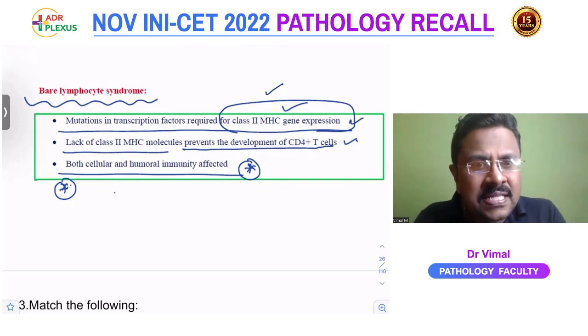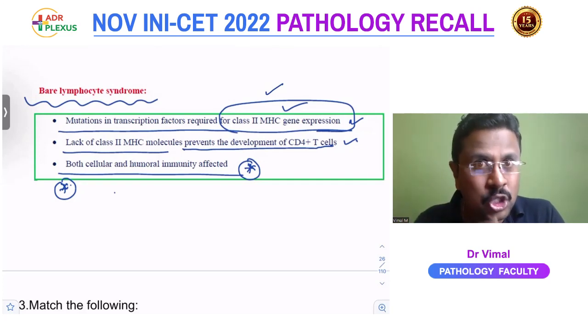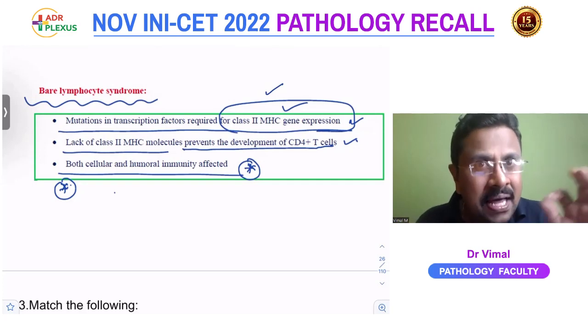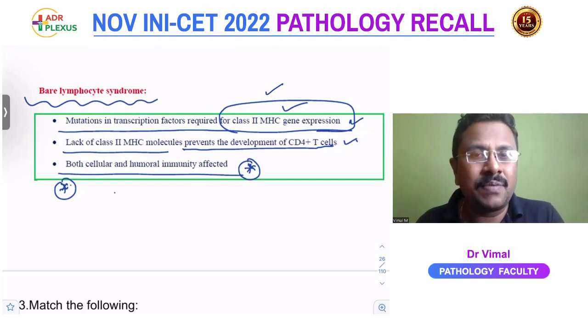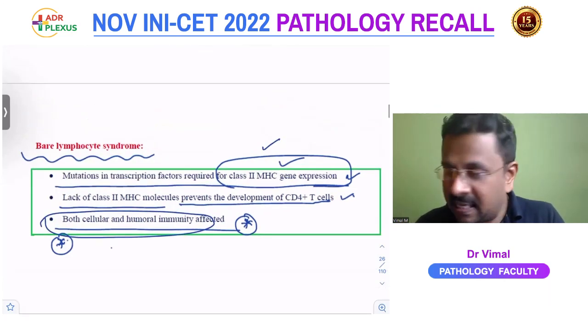CD4 cells will be interacting with MHC2 molecules, and CD8 cells will interact with the class 1 MHC molecule. Class 2 MHC, it is CD4. Class 1 MHC, it is CD8. So in bare lymphocyte syndrome, mainly the class 2 MHC gene expression will be affected. So both the cellular and humoral immunity is affected.